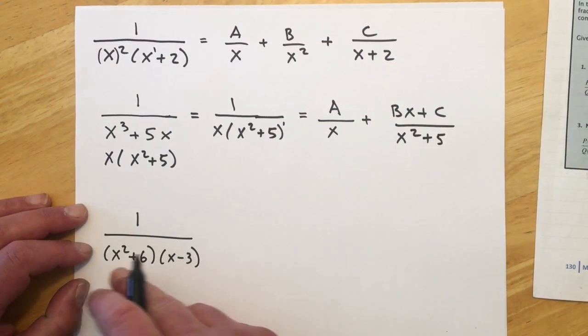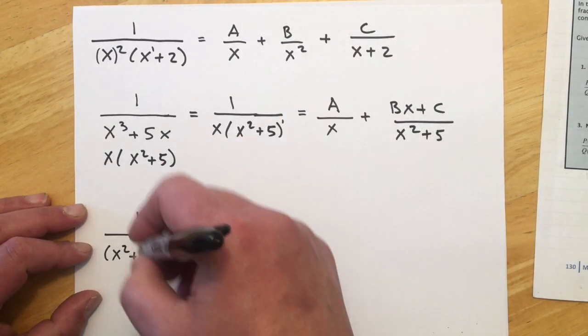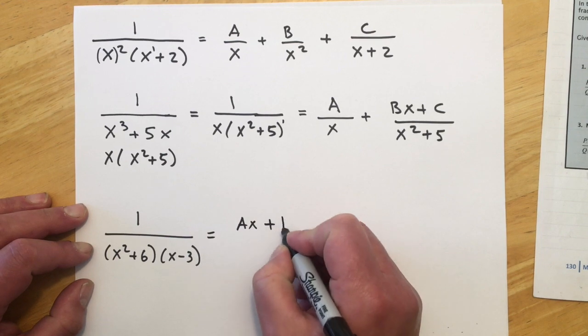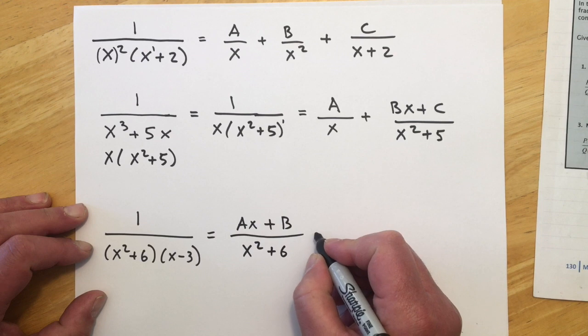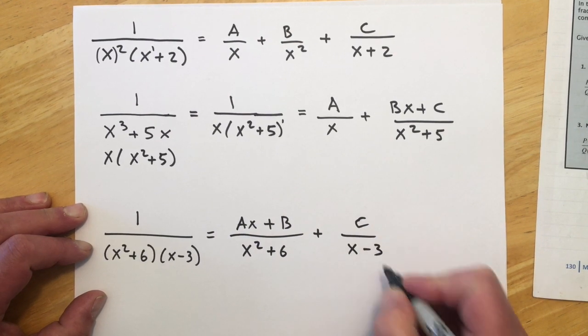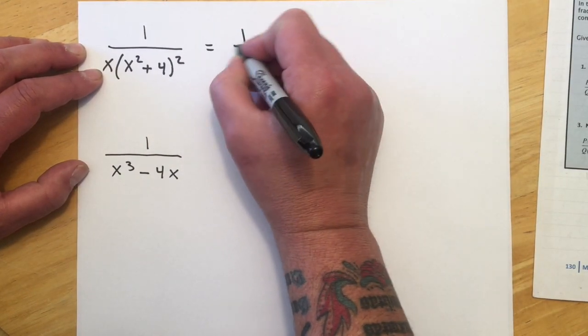This next one's the same thing. It's just kind of sitting here looking at us this time. So because the square is on the inside, that makes it quadratic. So this is Ax plus B over x squared plus 6, plus C over x minus 3. So this example, the x is just a linear.